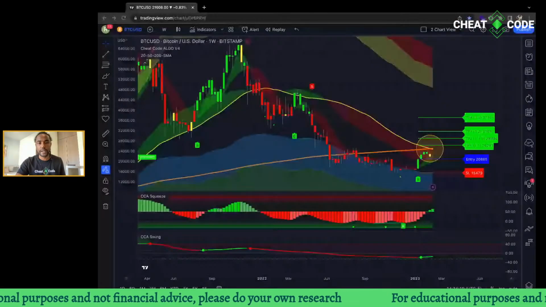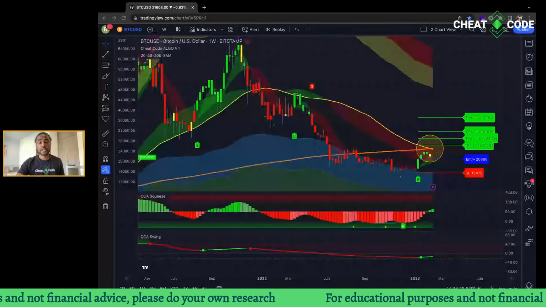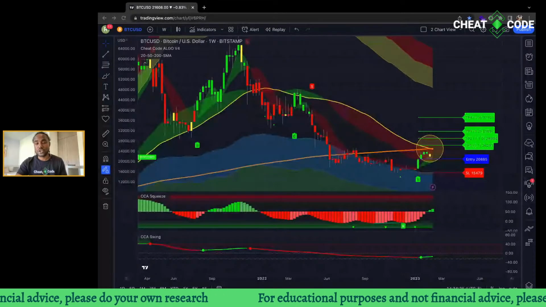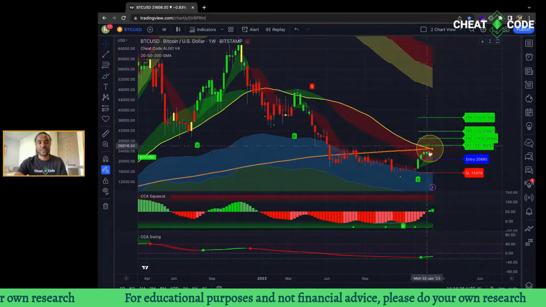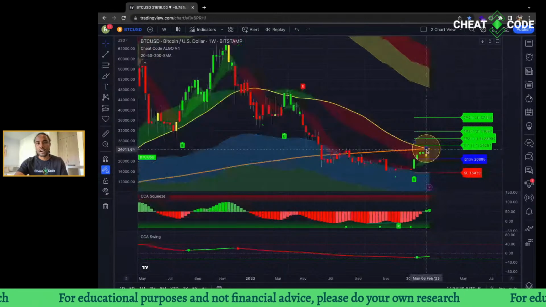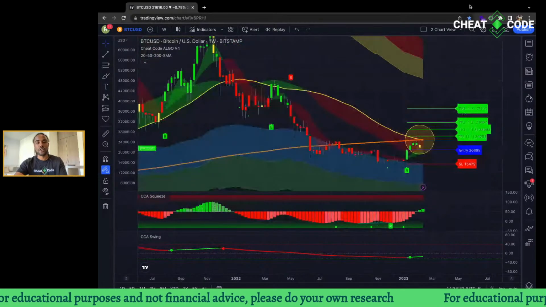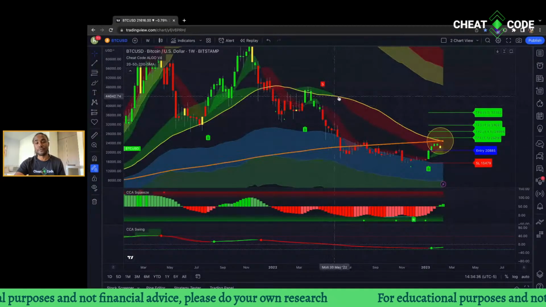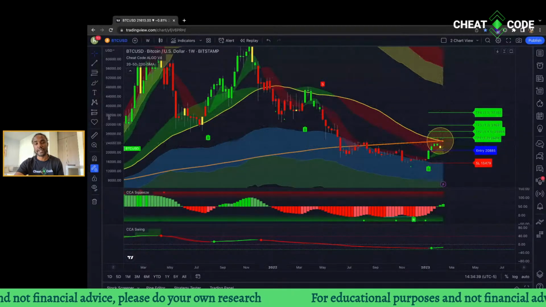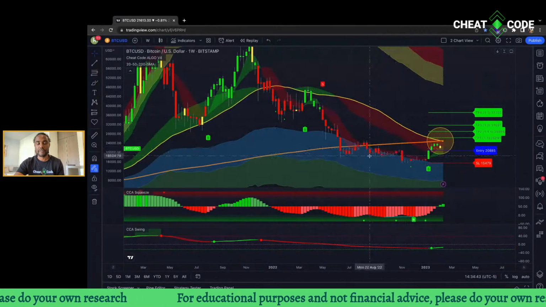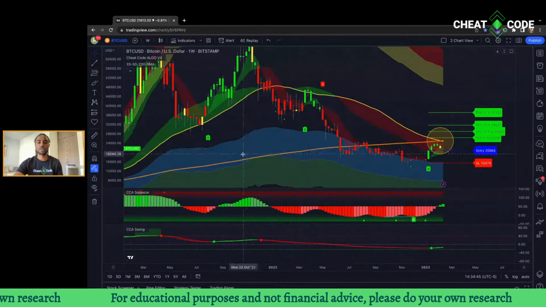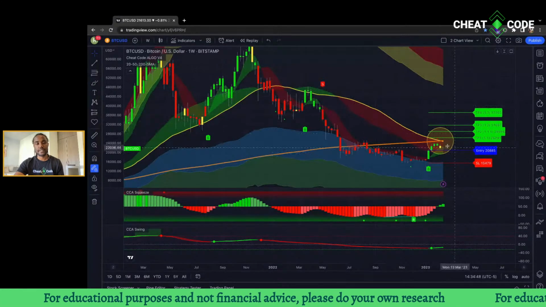What I want to talk about today is moving averages, okay? In the news, you may or may not have heard that on the weekly chart, Bitcoin has formed a death cross here, okay? This is on the weekly chart. If you do not know what a death cross is, it's when the 50 crosses the 200. Okay, this is a short-term moving average crossing a long-term moving average, the 200 here. Okay, the 200 is in orange, the 50 is in yellow.